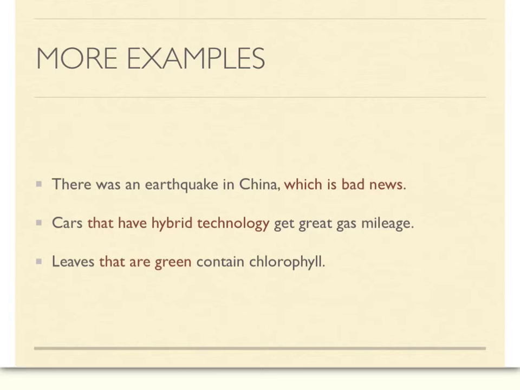Leaves that are green contain chlorophyll. Not all leaves contain chlorophyll, so it's leaves that are green that contain chlorophyll. So that are green is a necessary part of the sentence. It's a restrictive clause, so we use that. Leaves that are green contain chlorophyll.